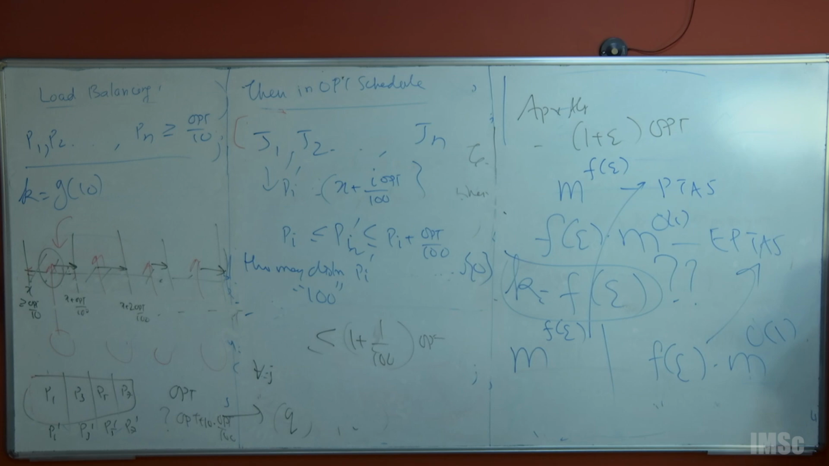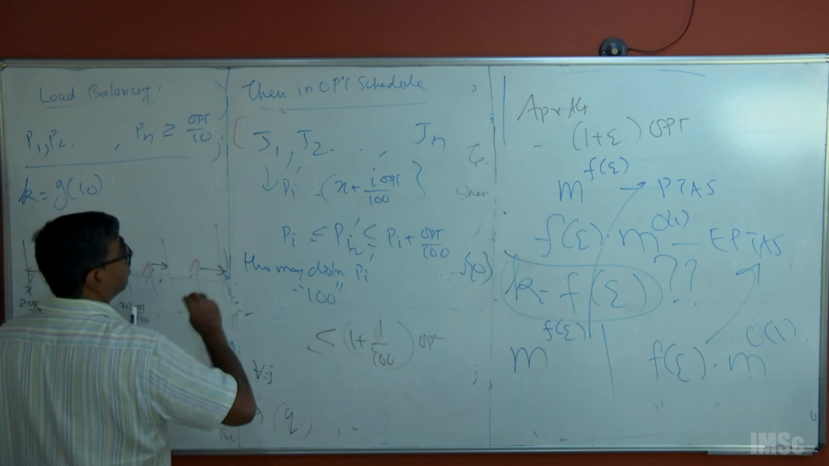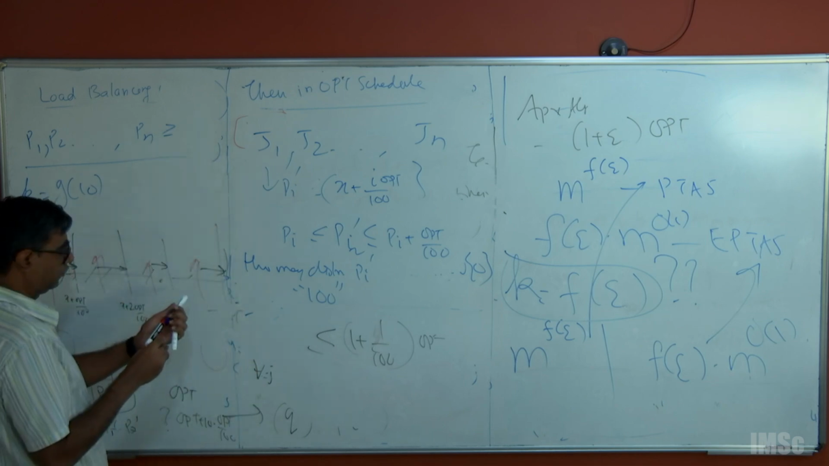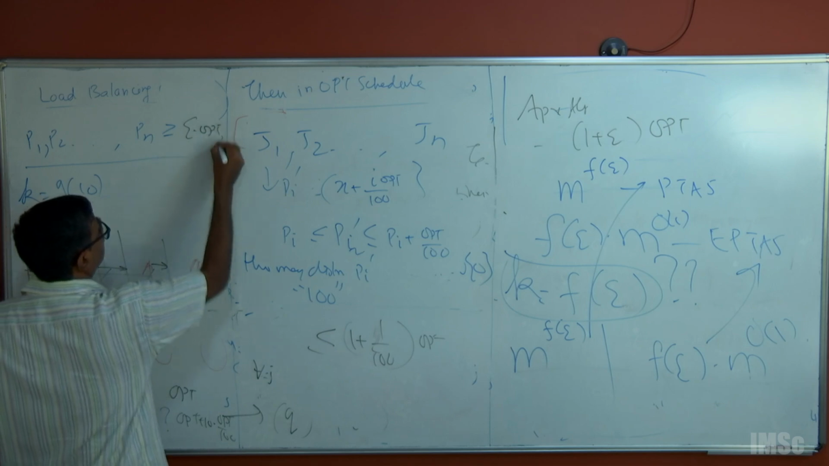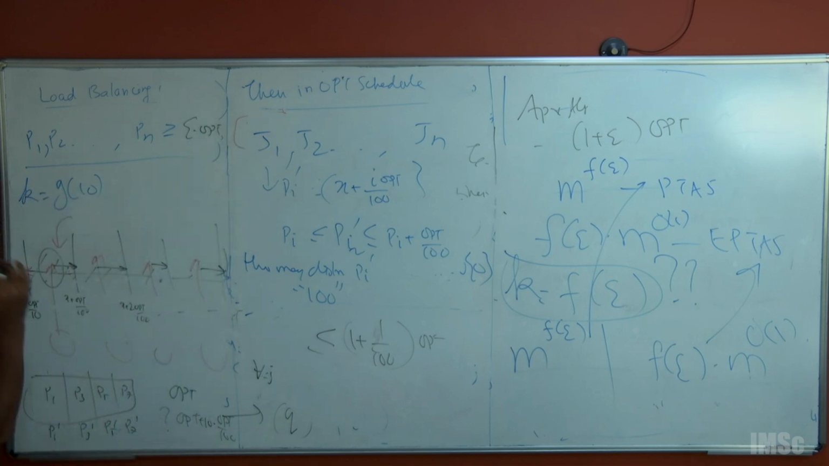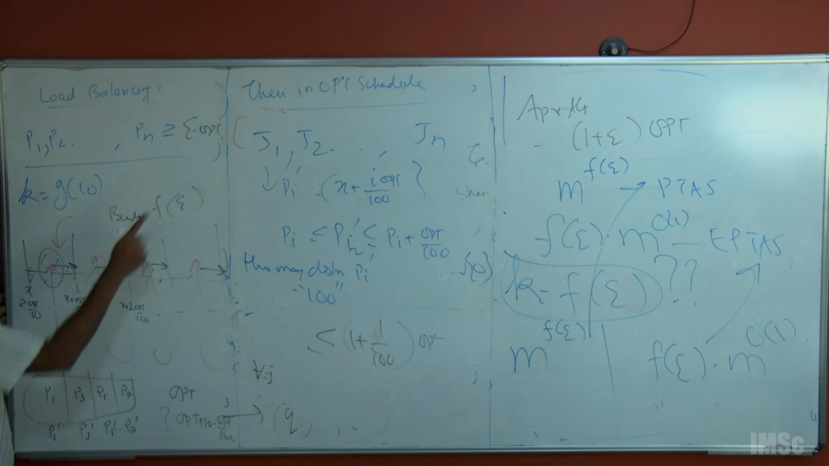So now if I was looking for a 1 plus epsilon algorithm, I know that each Pi should be at least epsilon times opt. I will make buckets, which is some function of epsilon, do this, run my algorithm, and I will be done.